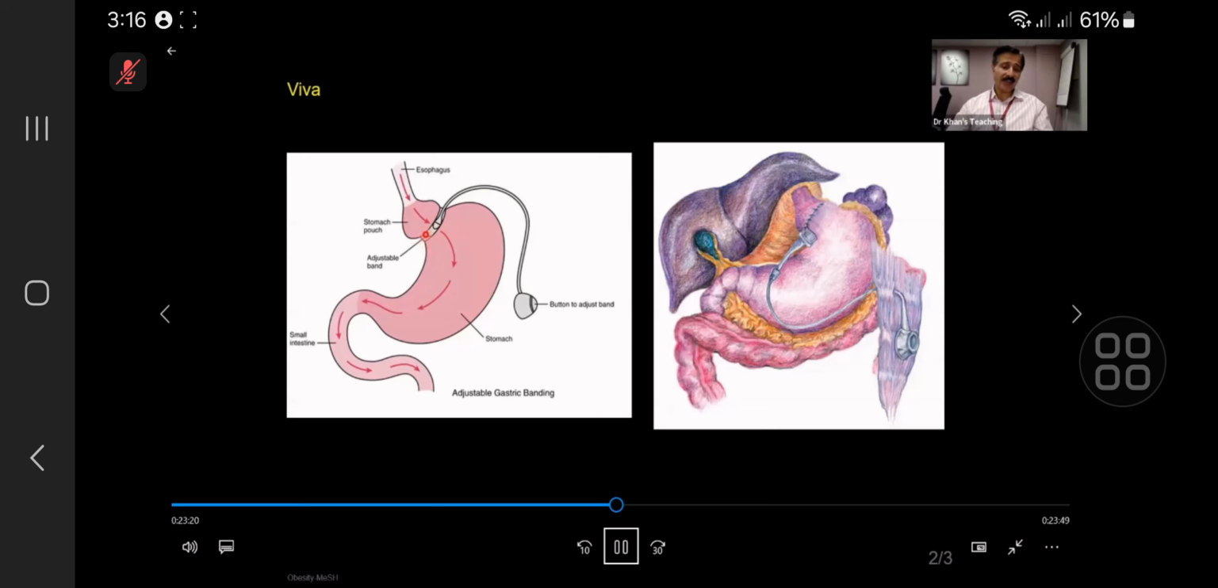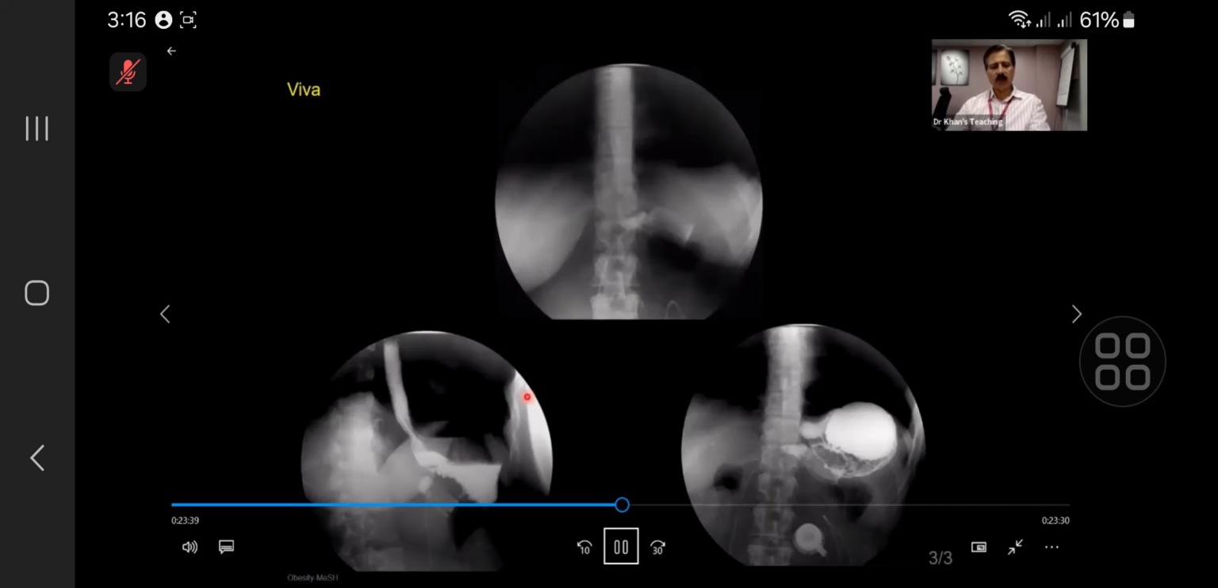Look at the axis or the lie of this. This is at about 8 o'clock to 2 o'clock, or 7 o'clock to 1 o'clock position. It should not slip down. That is known as slippage of the gastric band. If it slips down, then what will happen? So look at the orientation, and please remember they will show you this on a plain film. If this orientation changes, you have to call it.